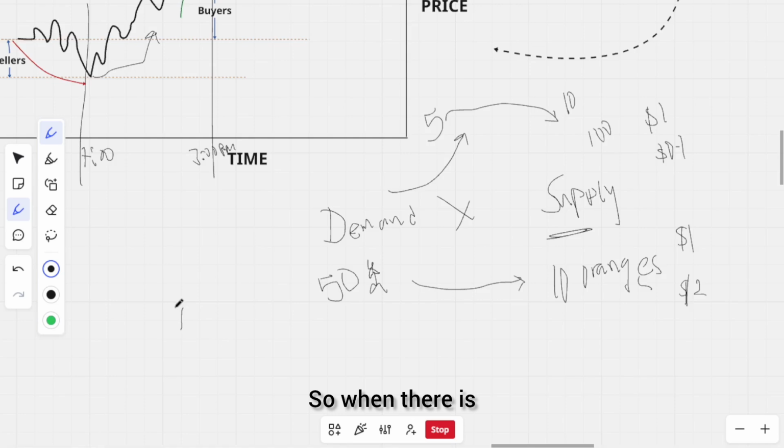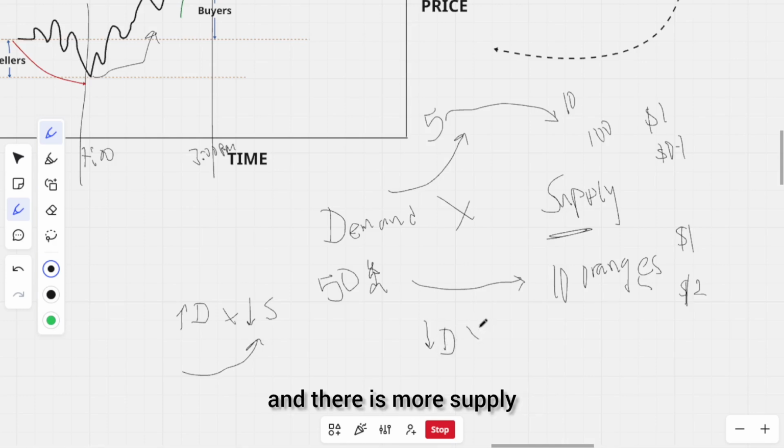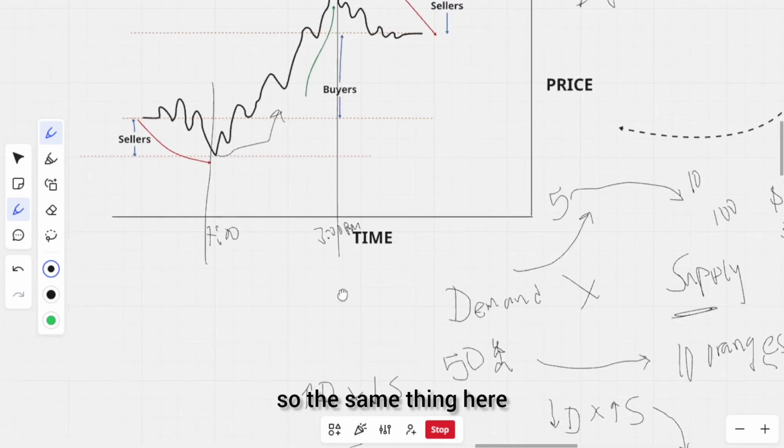So when there is more demand and less supply, what happened? Price goes up. When there is lesser demand and there is more supply, what happens? Price goes down. So the same thing here.